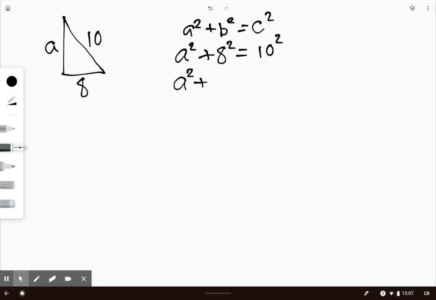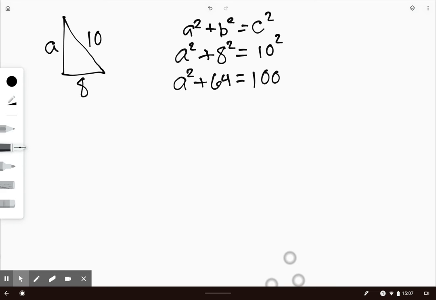So 8 times 8 is 64. That's not 8 times 2, that's 8 times 8. And then 10 times 10 is 100. So I'm going to square the sides. Then what is different today is I am now going to subtract the sides.